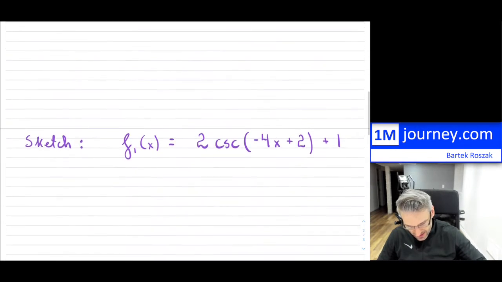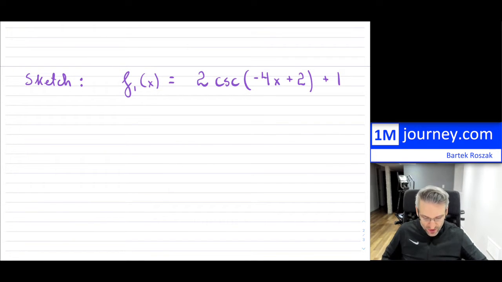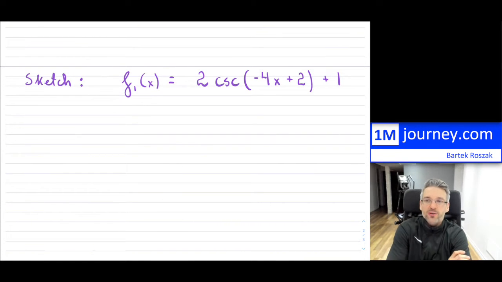And let's take an example, and I'll do this one, which is not really a pretty one to do, but let's do it. And then I'll sketch it. Then we're going to go back to Desmos to see how accurate our sketching actually is. So here's our function. I chose 2 cosecant of negative 4x plus 2, and then plus 1 at the end there. So we are going to be transforming the entire thing.